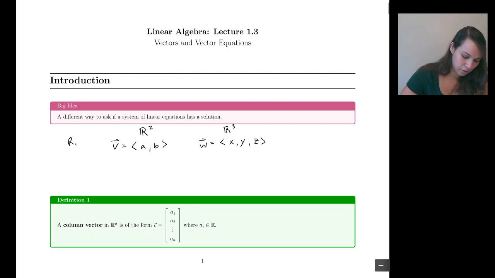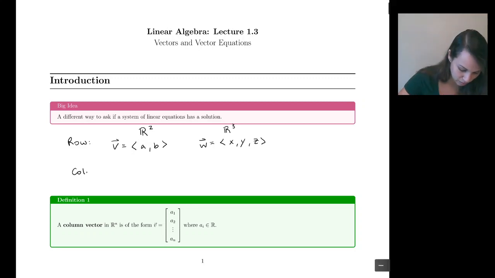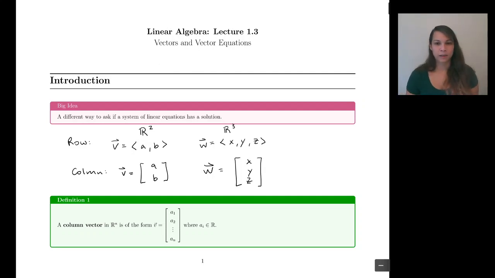These are called row vectors, and we are less interested in row vectors. We are more interested in column vectors. So column vectors equivalently would be v equals, and we're going to go up and down. So now our entries are exactly the same. They're just up and down instead of left and right. There we go.